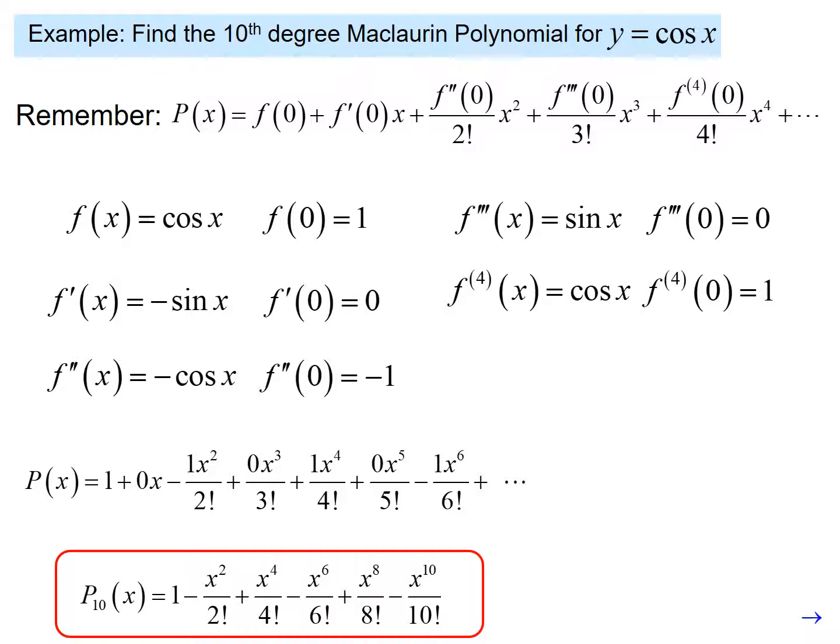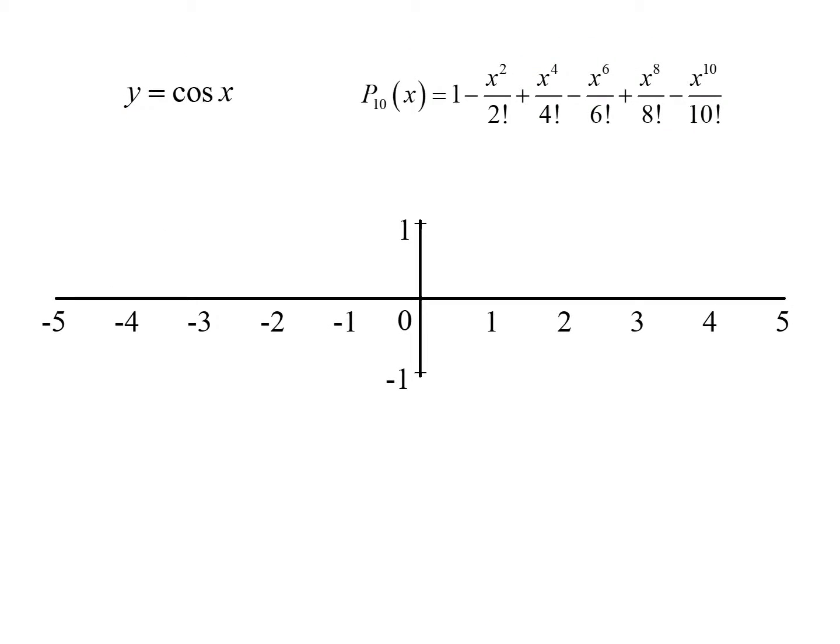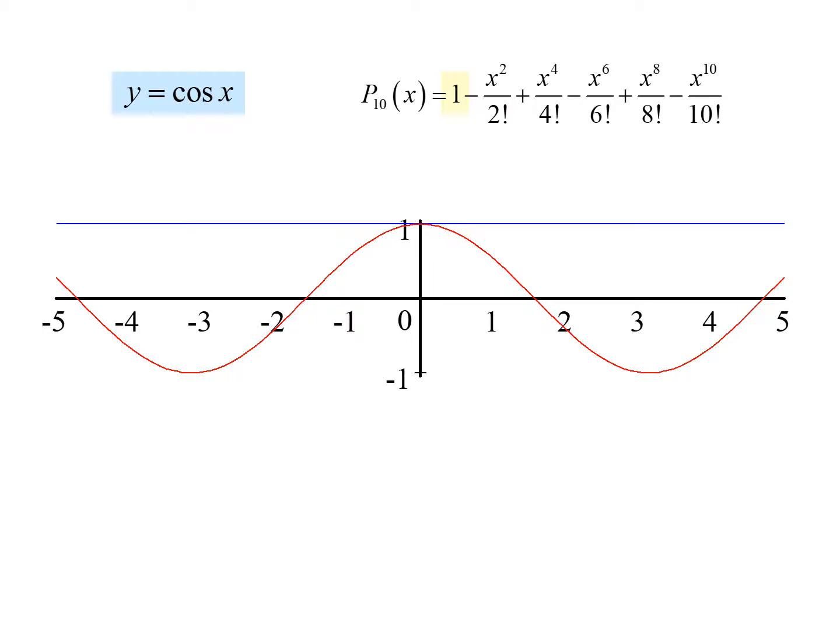So I want you to think about what this does for us. This polynomial should look a lot like cosine of x close to x equals 0. So let's go ahead and see what that looks like. Right, so if we go through and graph first our original function cosine of x, and this polynomial should resemble cosine of x. So let's look through one term at a time. Start with y equals 1. That's the tangent line, which is close, very, very close to 0.